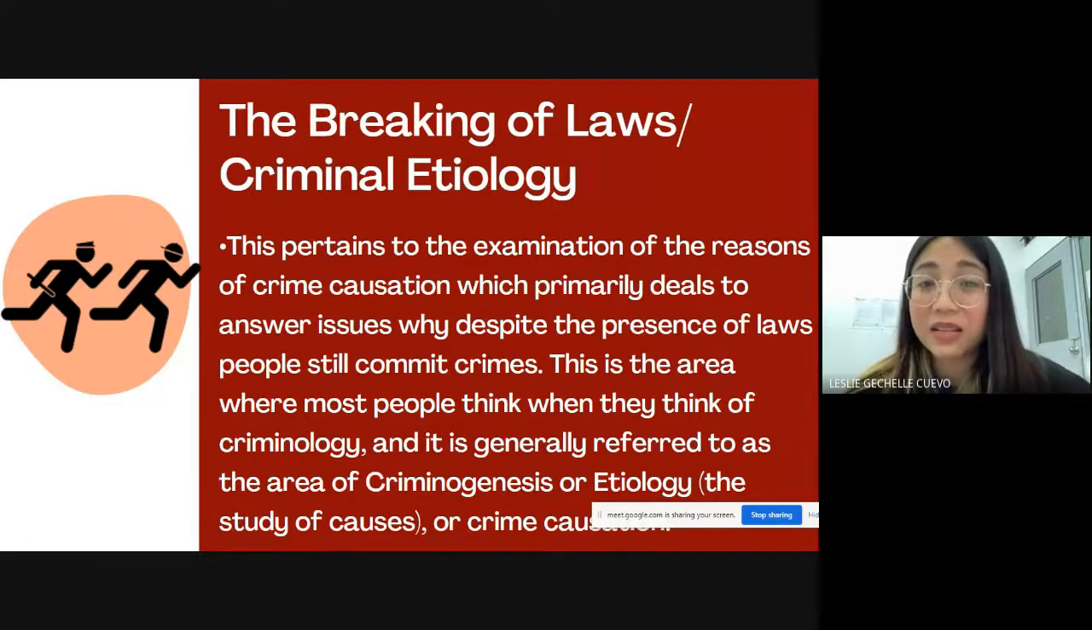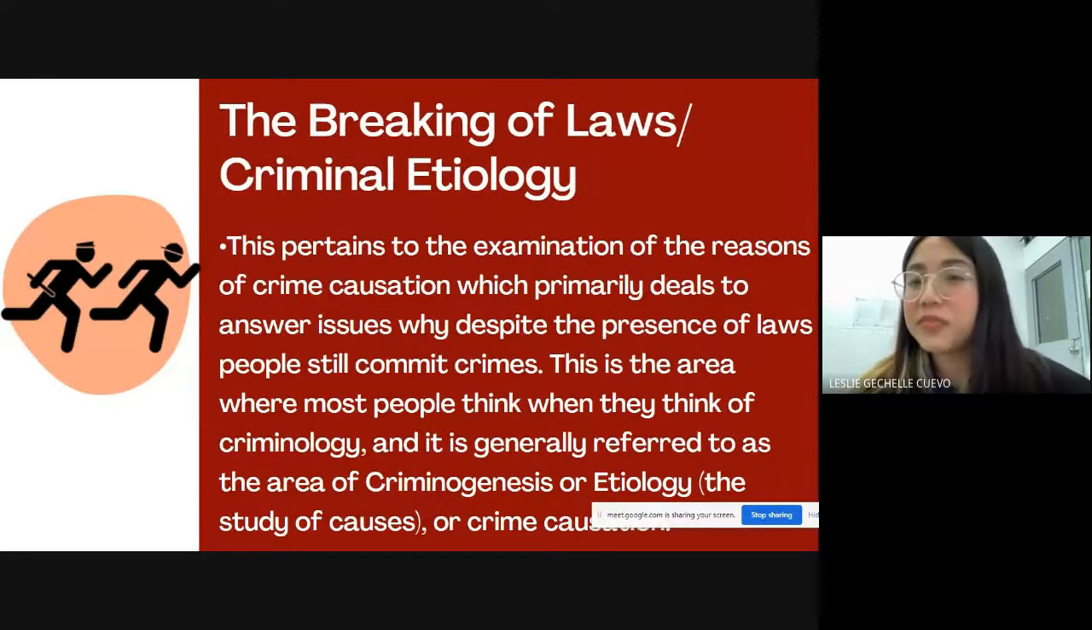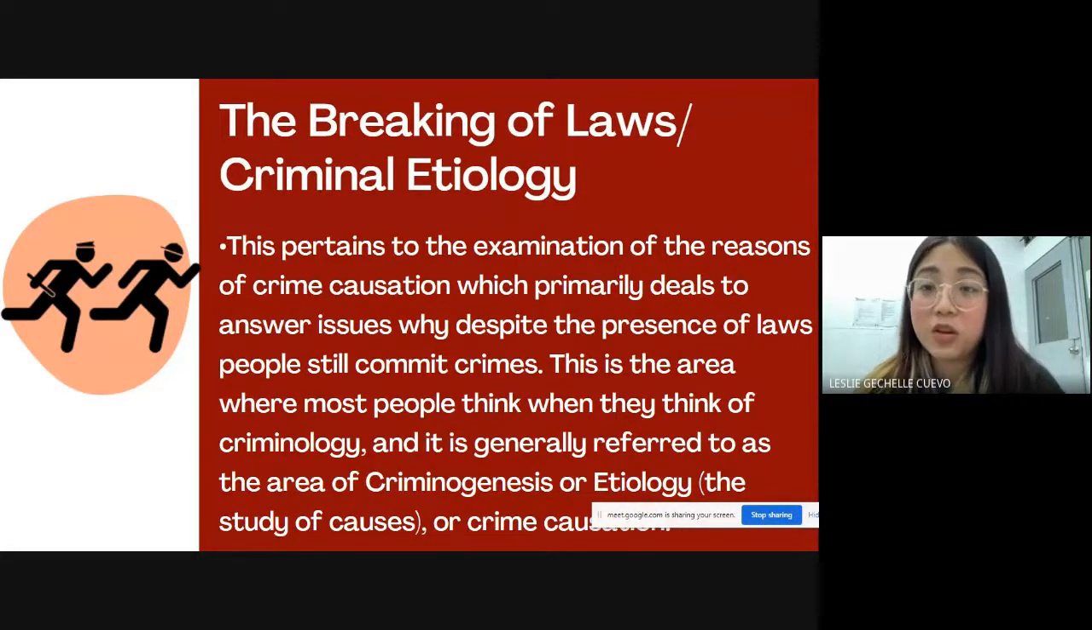So, ang requirement, meron talagang batas na nagbabawal sa isang action. Kasi kung wala namang batas, edi pwede gawin yun. Okay. This pertains to the examination of the reasons of crime causation, which primarily deals to answer issues why, despite the presence of laws, people still commit crimes. This is the area where most people think when they think of criminology.